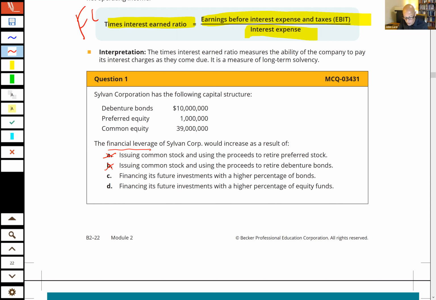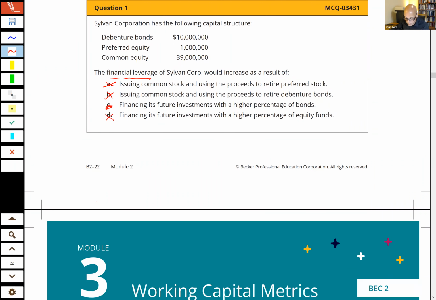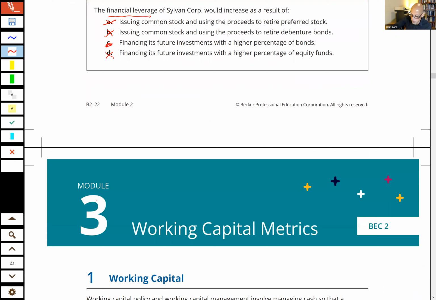one would be A would be a wash. B would decrease our leverage. D, financing its future investments with higher percentage of equity funds. That's going to make the situation worse, right? However, financing its future investments with higher percentage of bonds, which almost everybody got right, would be the way to do it.